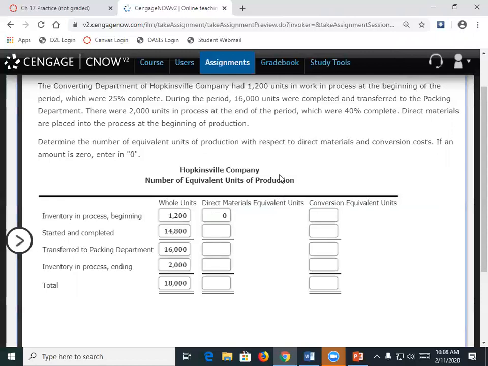It said these 1,200 were 25% complete. So how much more labor and overhead do I need to add to make them 100% complete? 75%. Good. Remember, in beginning inventory, you need to add in to get to 100%, so 100% minus the 25%. So we need to add 75% more labor and overhead, conversion costs. So what's my equivalent units of production for conversion? Units, not costs.